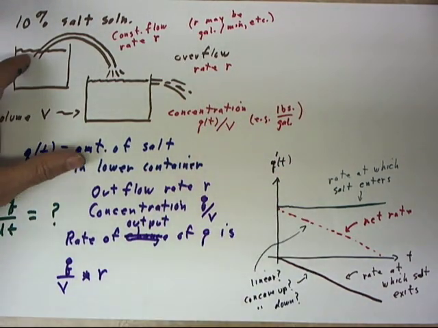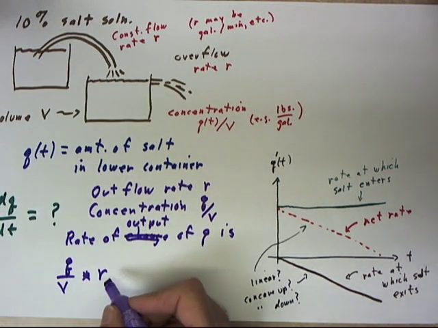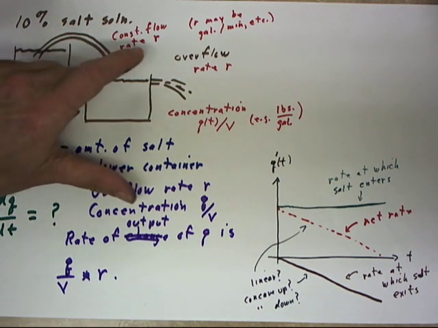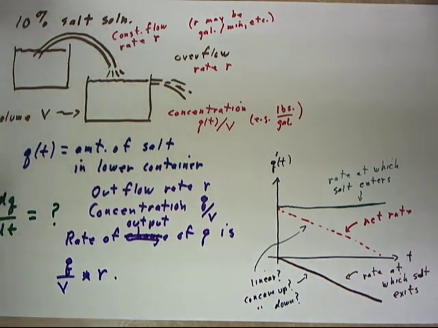Now we also have salt flowing in. The rate at which salt flows in is going to be just 10% of R. We'll get that in a minute.